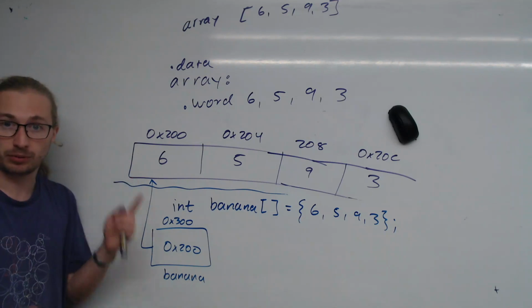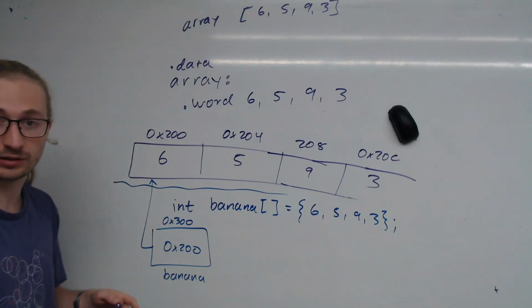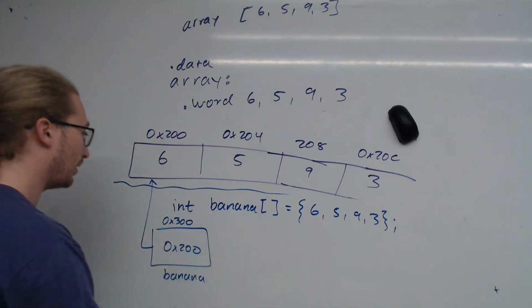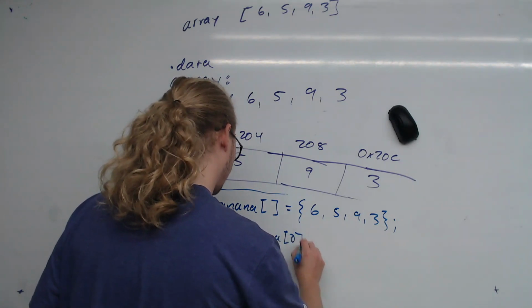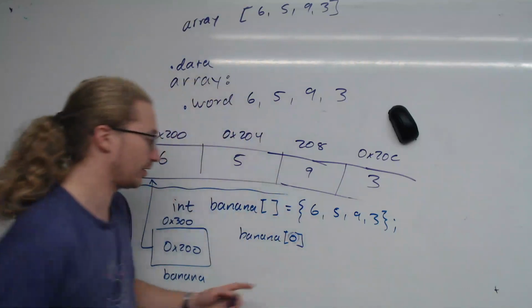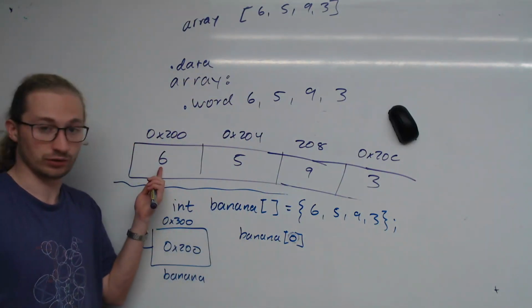Now if we want to pull items out of my array, we can use array dereferencing syntax, which is sort of exactly the same as syntax that you already know from Python. So if I want to write banana of 0, this would fetch, that's a cool looking 0, banana of 0, there we go. This would fetch the first thing in the array, which of course is the 6.